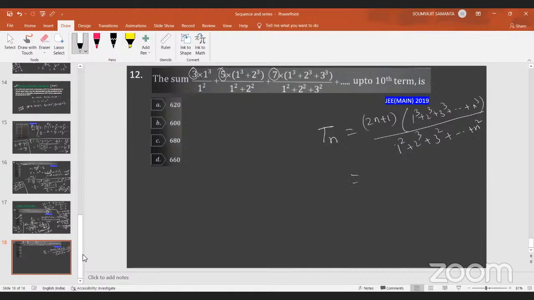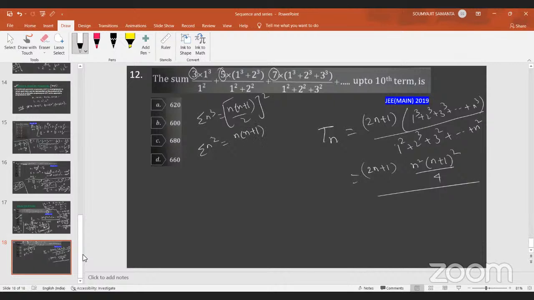So now 2n plus 1, okay, fine, we will keep as it is. And this one, 1 cube, 2 cube, 3 cube till n cube, we know the formula for the sum of n cube. That is nothing but n into n plus 1 by 2, whole square. So this is becoming n square into n plus 1 whole square divided by 4. In the denominator, we know the formula for the sum of n square, that is n into n plus 1 into 2n plus 1 by 6.